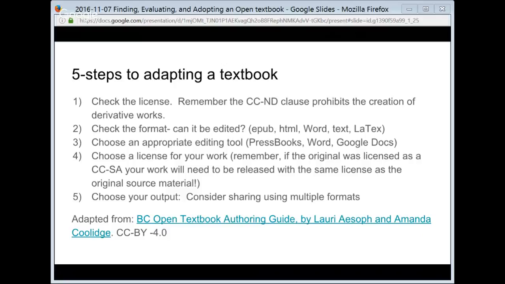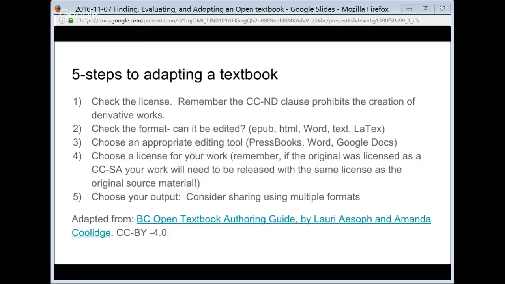This is important depending on what you need to do. So Pressbooks, Word, Google Docs, a little bit more flexible. And then think about how you want to license your derivative work. Remember that if it was licensed, again, as share alike, as we saw with the example in the Open Textbook Library, your work is going to need to be released with the same license as the original source material. So you'll need to take that into account as you think of what you want ultimately your final product to look like and who you want it to be able to be shared with.